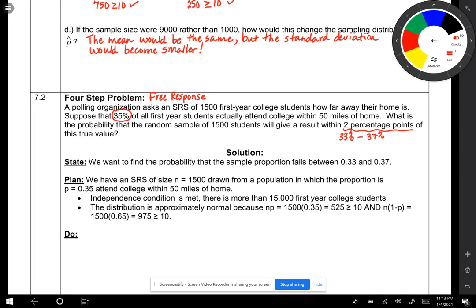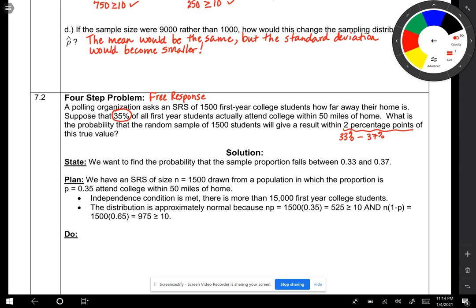So for our plan portion, before we do the do part, which is the calculations, the plan portion, you want to make sure the 10% condition has been satisfied and that the normal condition has been met. So we have a simple random sample of size n equals 1,500 drawn from a population in which the proportion is p equals 0.35 that attends college within 50 miles from home.